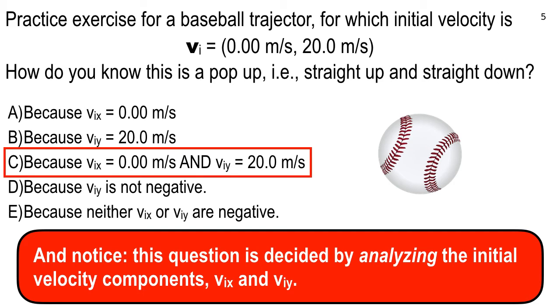To determine a pop-up, you've got to know. To determine if it's heading for the outfield, you've got to know both. To determine if it's being fouled back into the screen, you got to know both. To determine if it's going to bounce off home plate straight down, you got to know both. All right? And so it's important to figure out the future state. You at least have to know the initial conditions, VIX and VIY.